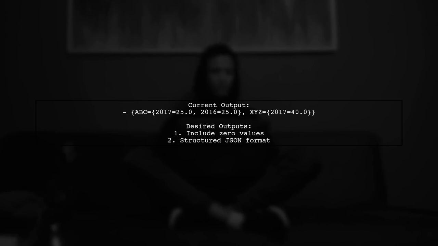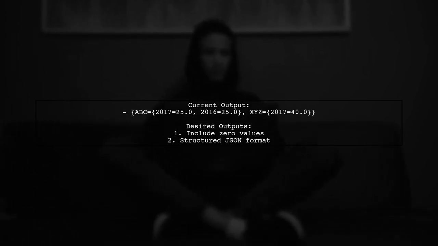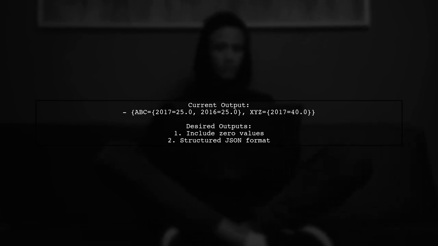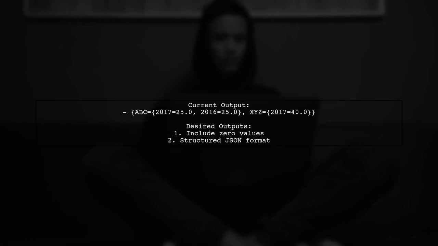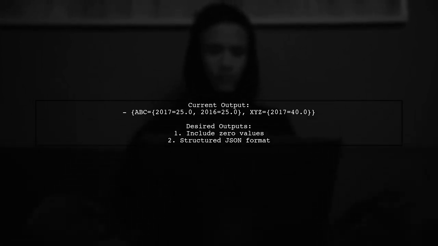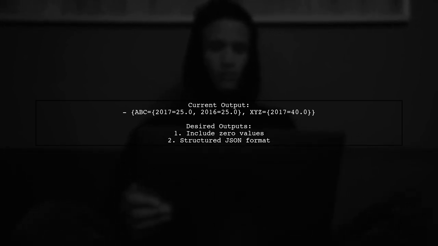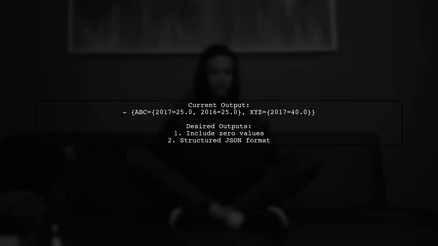The current output groups the data nicely, but the front-end developer wants to ensure that every name has an entry for each year, even if the average time taken is zero. Alternatively, they want a more structured JSON-like format. Our viewer is considering iterating over the result map to achieve this, but they're curious if there's a more efficient way.